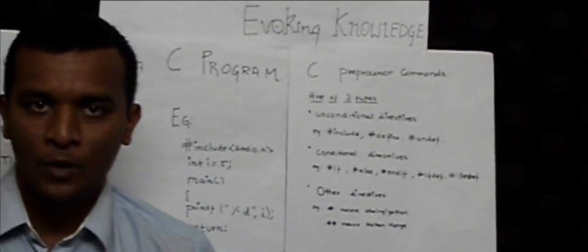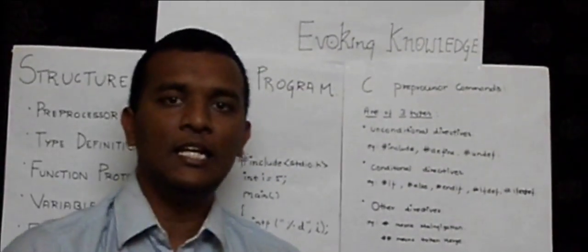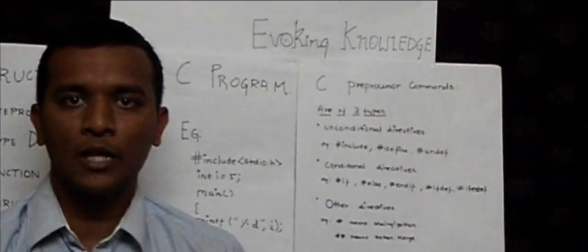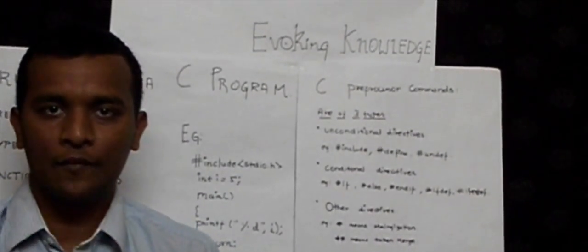Now, the preprocessors would be of 3 different kinds: unconditional directives, conditional directives, and other directives. Let's deal with each and every directive one at a time. First one is #include. What is #include used for? #include is basically used to import a particular header file into your program. For example, when you're using printf or scanf, you need to use the stdio.h header file so that when you're compiling, the compiler will know that you're using printf or scanf.